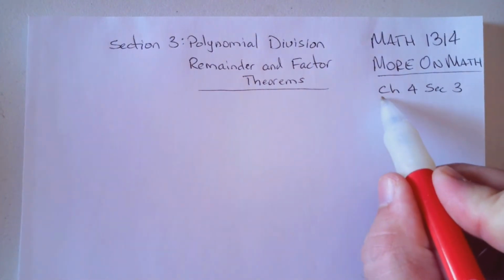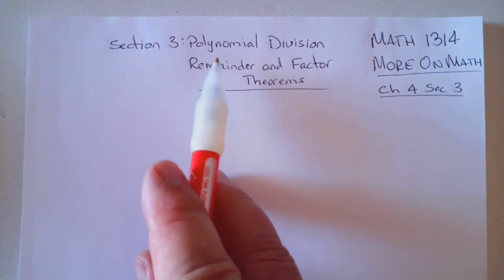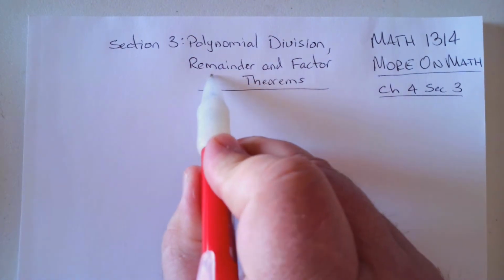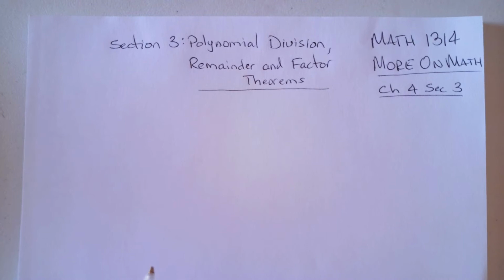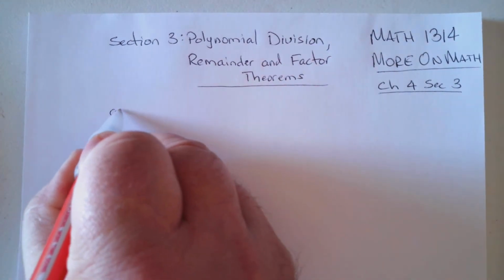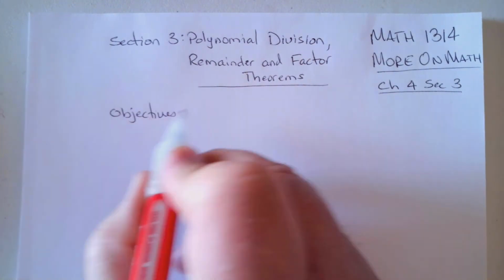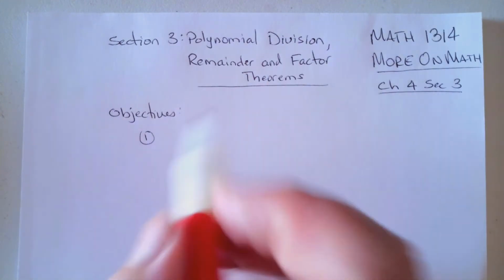Today we're going to talk about Chapter 4, Section 3. Section 3 deals with polynomial division, remainder, and the factor theorems. So there are actually four things that are our objectives today. First, we're going to look at polynomial division.